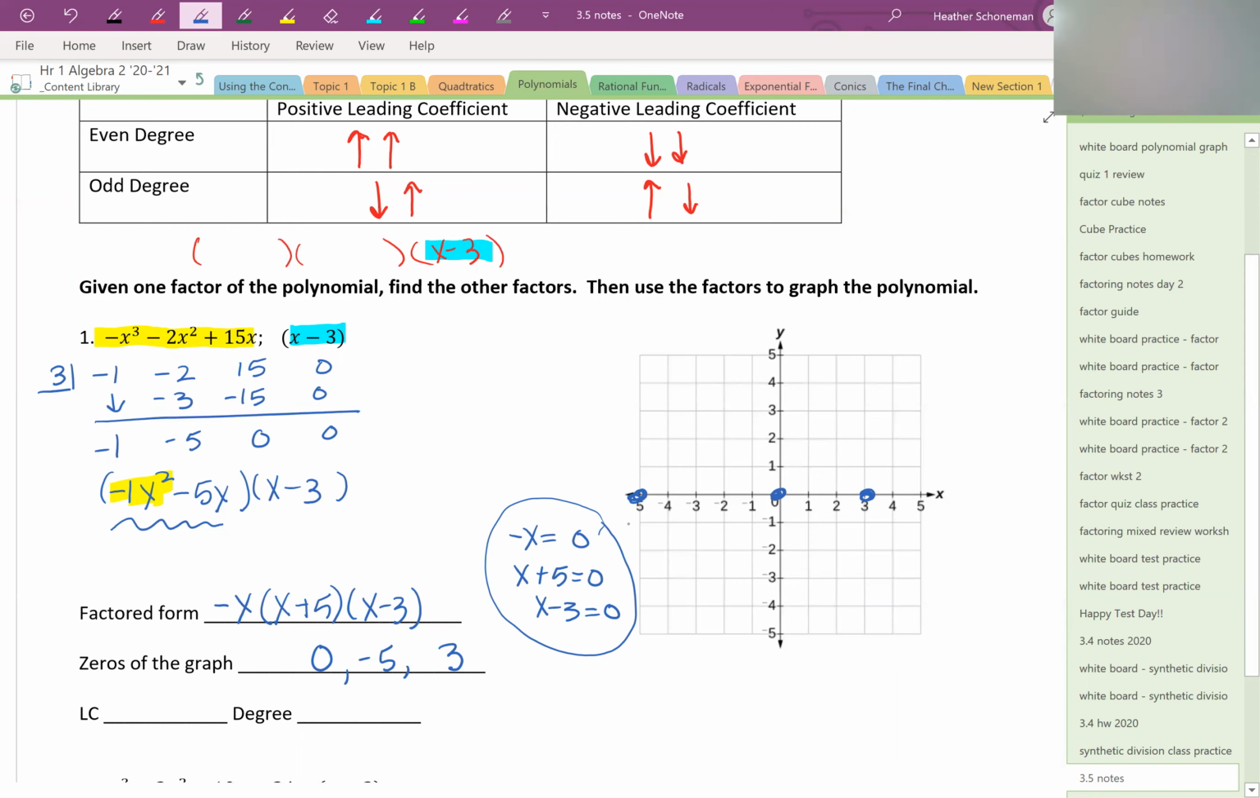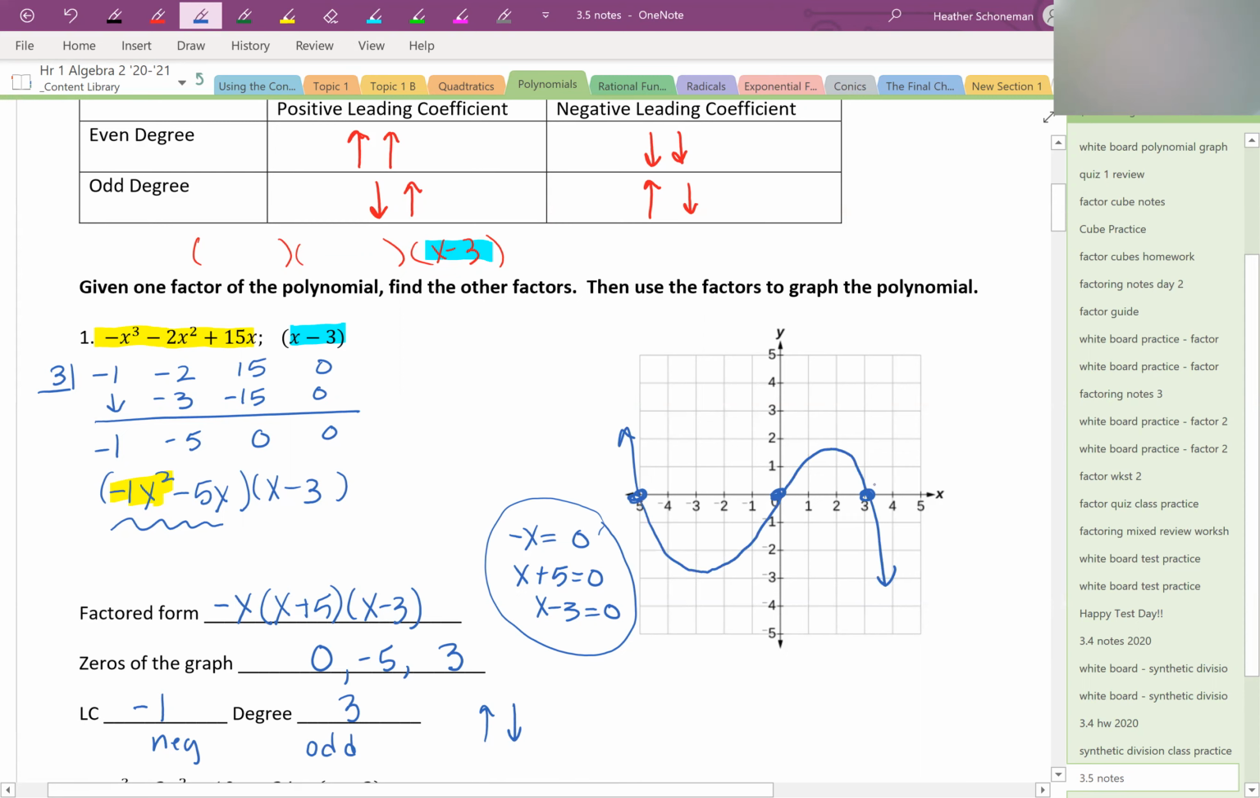Okay, so now we have to figure out the leading coefficient. So I'm going to look at my yellow polynomial. The leading coefficient is -1. The degree, which is the highest exponent, is 3. So that makes it odd. Just kidding. That makes it a negative leading coefficient and odd degree, which means it's going to go down on the right and up on the left. So I'm going to go down on the right and up on the left. Once I know that, all I need to do is weave my graph around.